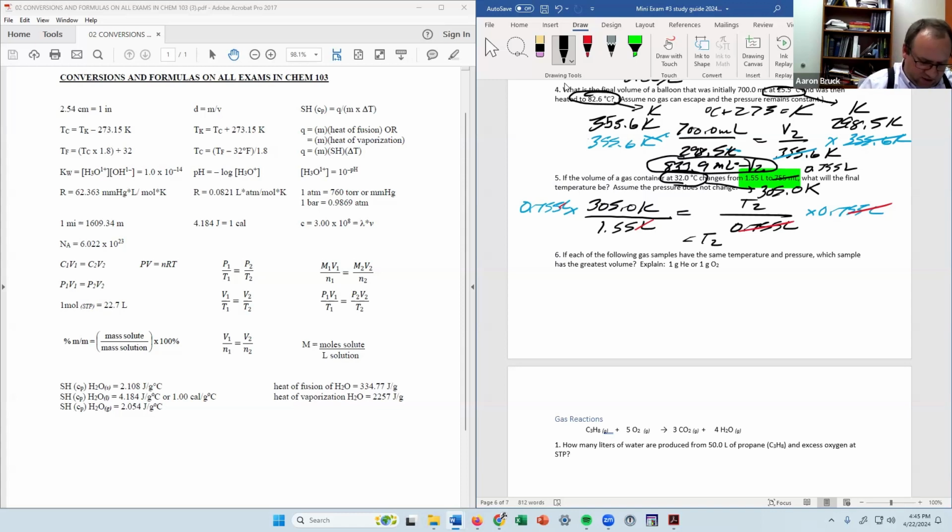0.755 times 305 divided by 1.55. To three significant figures would be 149 Kelvin. And so to get a change that drastic, where we are more than cutting the volume in half, you would have to more than cut the temperature of the room in half as well.